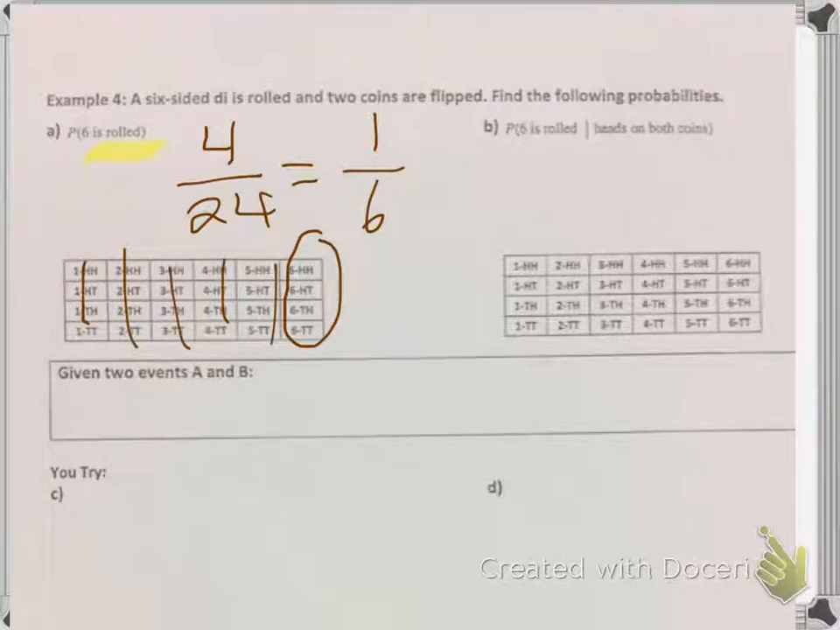And then the last problem on here, we're looking for heads on both coins. So we would just go through and highlight the ones that had heads on both coins, which are those ones. And then it has to be that a 6 was rolled. So heads on both coins with a 6 rolled would be 1 out of a total of 6 that we highlighted. So 1/6 for our answer.